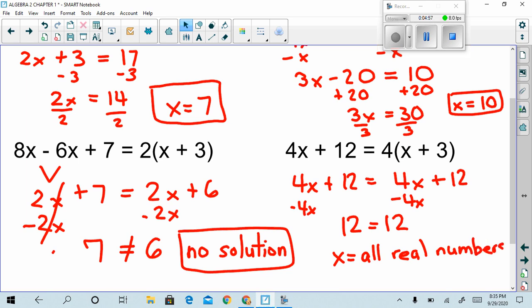So it'll either be a number, as in the first two, it'll be no solution, or it'll be all real numbers. So again, showing all the work, boxing your answer, or if there's a line, put it on the line, and you're good to go.